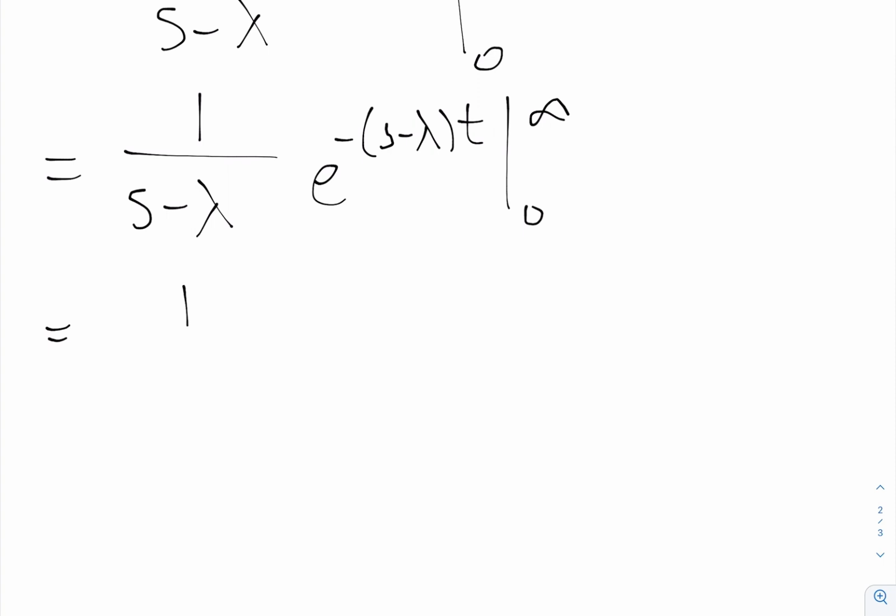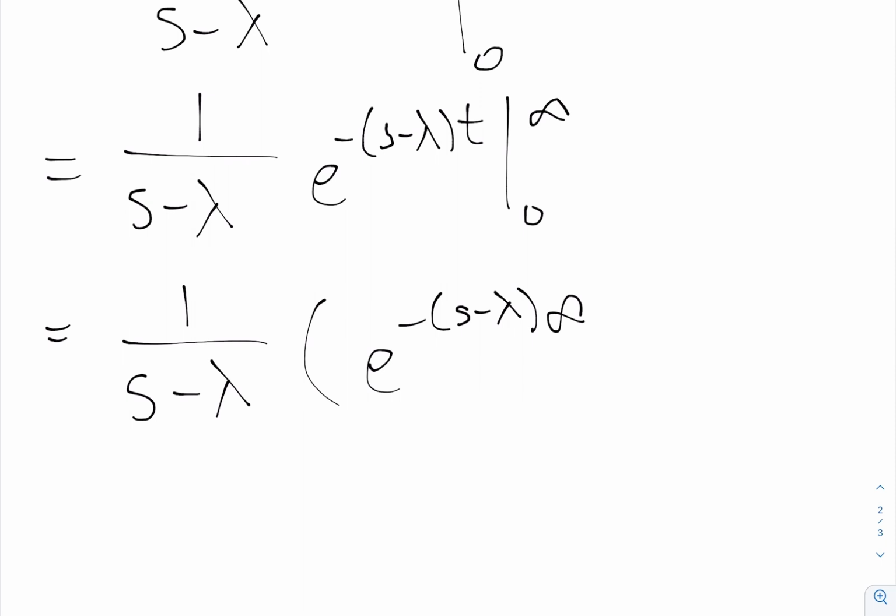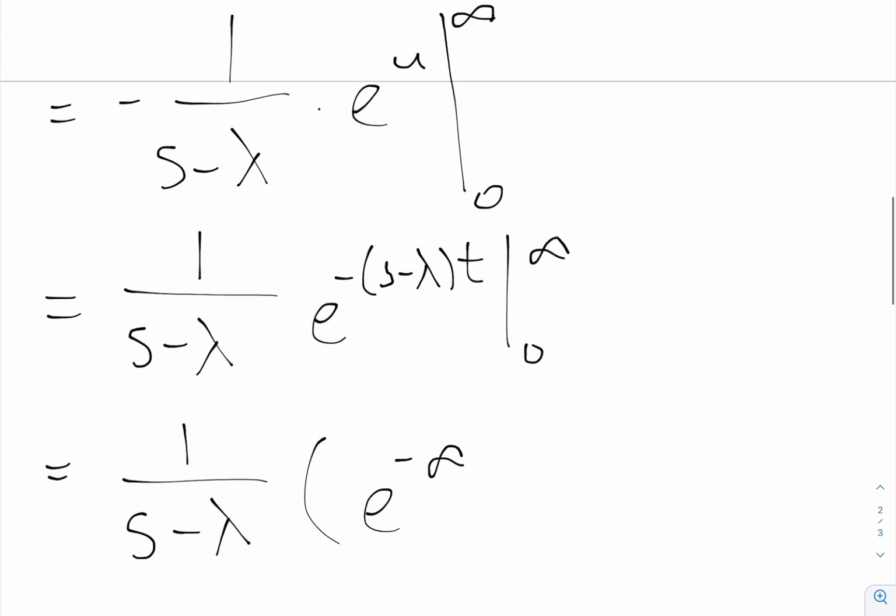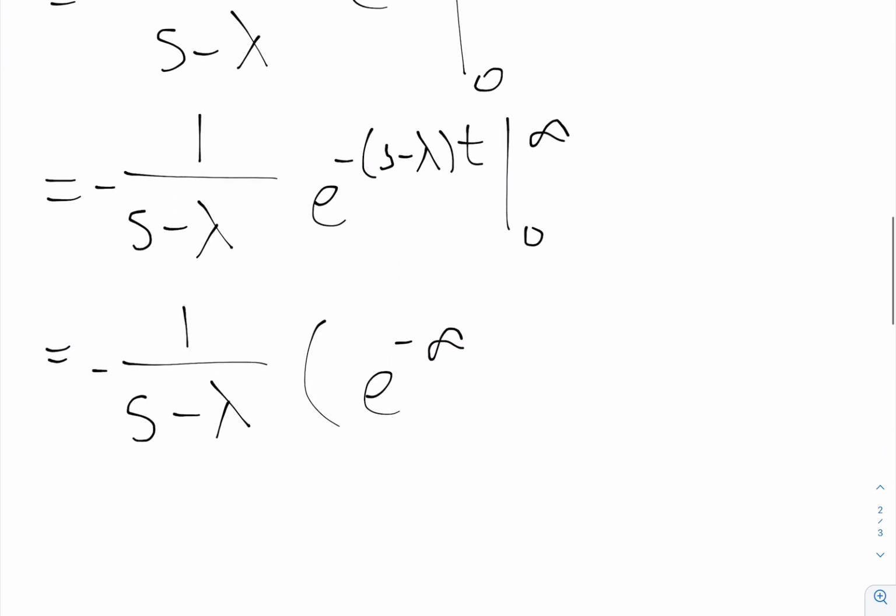I'm actually going to write this out. 1 over (s minus lambda) times, okay, so if we plug in infinity for t, this is going to be e to the negative (s minus lambda) infinity. So it's essentially e to the negative infinity. Okay, and then if we plug in 0 for t, and I can't forget my negatives here, this is going to be minus e to the 0.